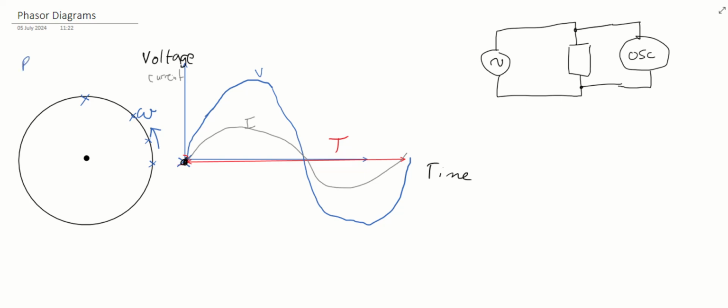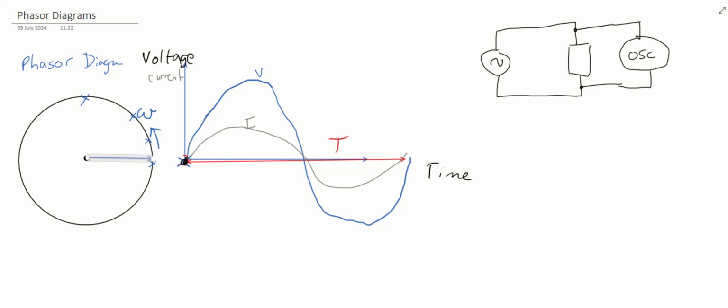So this is a phasor diagram now. And how the phasor diagram works is you have a snapshot in time. So let's have this blue represented by an arrow like this.